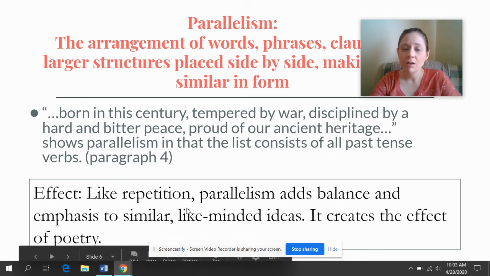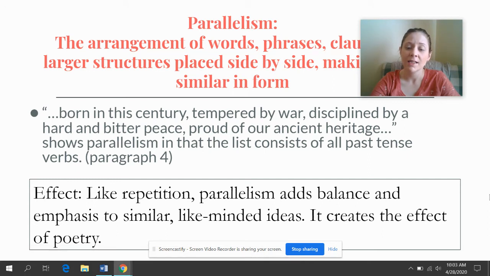Effect: like repetition, parallelism adds balance and emphasis to similar, like-minded ideas. It creates the effect of poetry. Everything sounds like it belongs together and balances out really nicely.